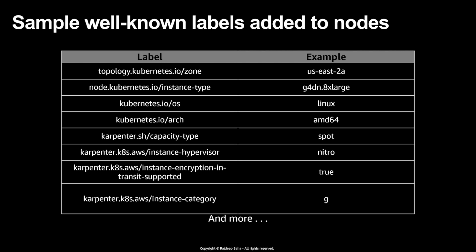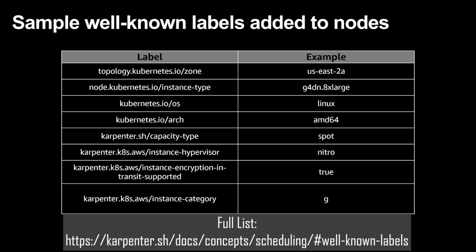If Karpenter provisions an EC2 instance in, let's say, US East 2A, even if in the NodePool you do not specify any availability zone, it does not matter. Karpenter will add the label topology.kubernetes.io/zone as US East 2A. Similarly, instance type, operating system, architecture, etc. It will put all those labels.